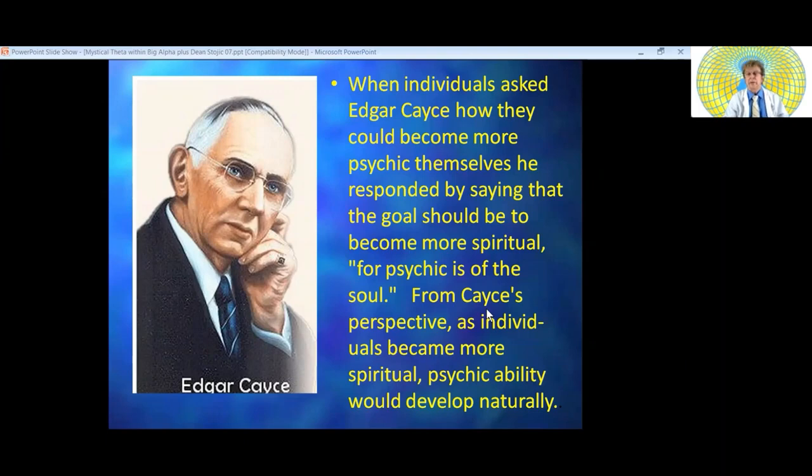And so how do theta brainwaves relate to spirituality? Well, to answer this question, we can look at a study done in Japan by Kasamatsu and Hirai with Zen meditators. Kasamatsu and Hirai approached Zen masters in both of the main traditions of Zen, Soto and Rinzai, like Christianity has two main branches, Protestant and Catholic. And so they asked permission of the Zen masters to record brainwaves of the Zen monks while they were doing their Zazen meditation. Permission was granted. So then the scientists asked the Zen masters to rate the level of spiritual development of the monks. Remember, Cayce here is saying that as individuals become more spiritual, psychic ability would develop naturally.